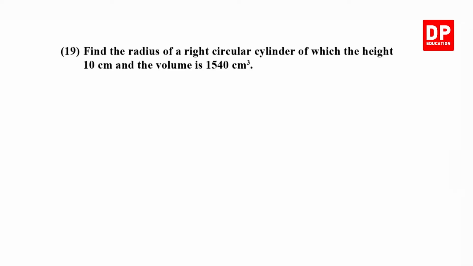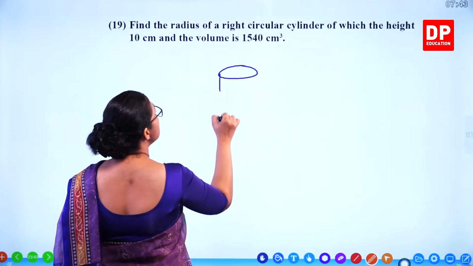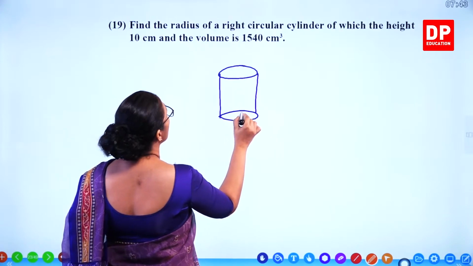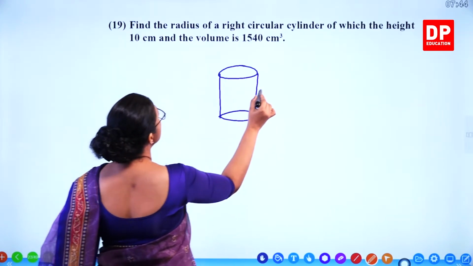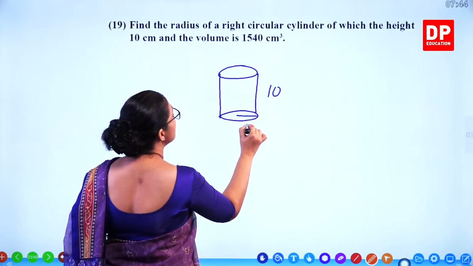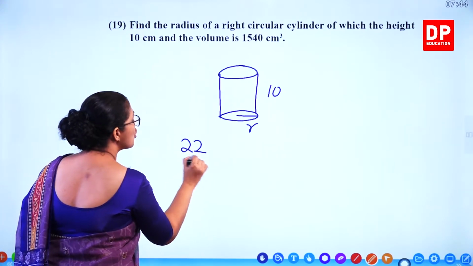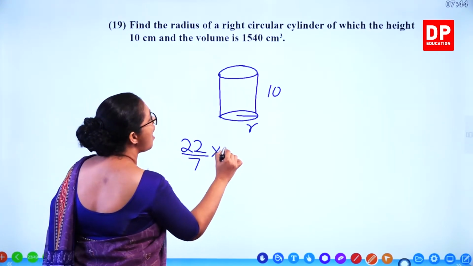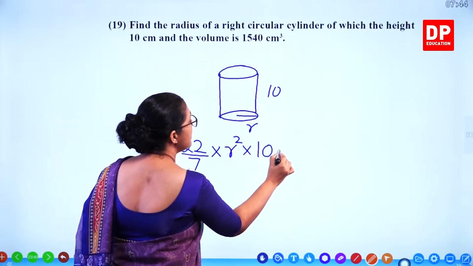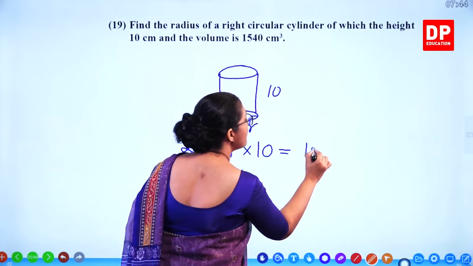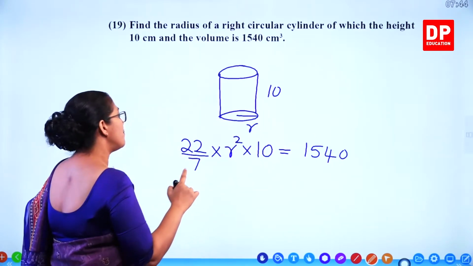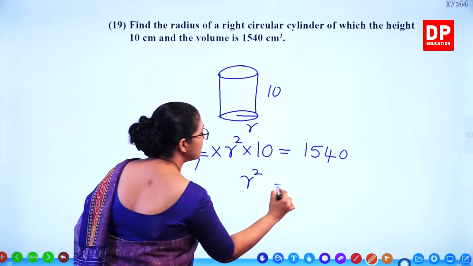Question number 19. Find the radius of a right circular cylinder of which the height is 10 centimeters and the volume is 1540. So right circular cylinder, what's the height? 10. And they are asking about the radius. So what's the volume? Pi r squared h. Pi 22 over 7 r squared h 10. That's equal to 1540. Now simplify and find out r squared.